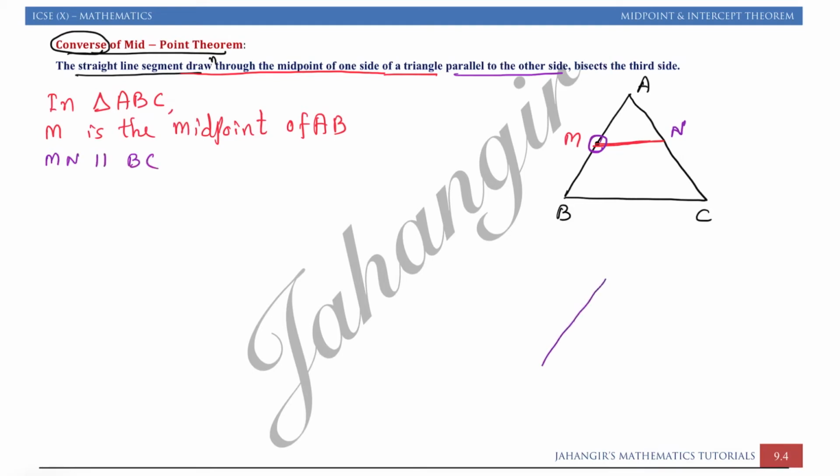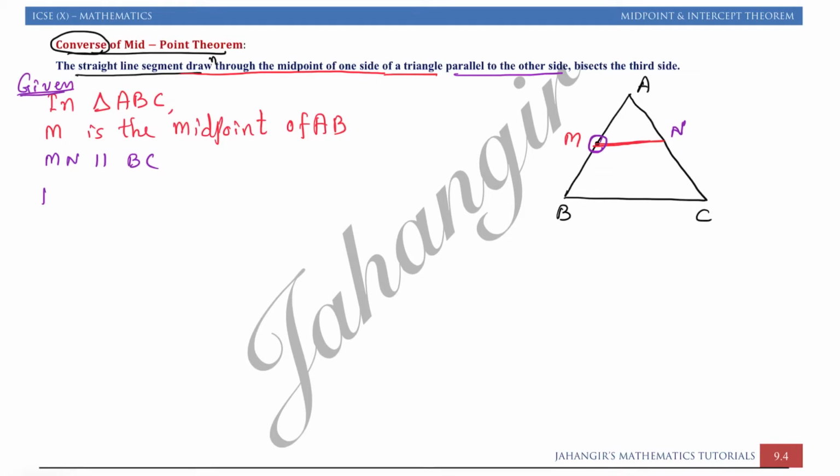The diagram can be this way also. This is A, B, C. Line segment MN is passing through the midpoint of AB and is parallel to AC. It can be parallel to AC also, or parallel to BC also. It can be of any case. This parallel to the other side, then it bisects the third side. So this part comes under the given.